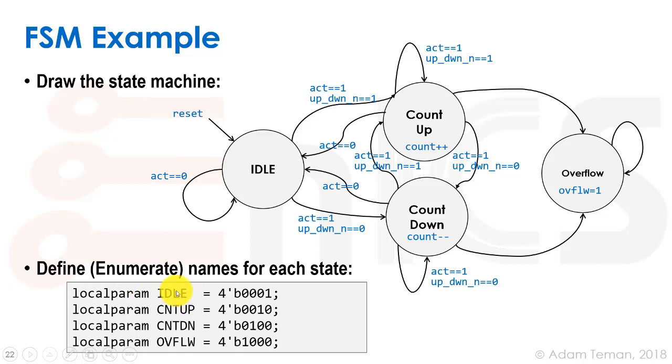We say this word idle is actually a state. And what we decided is an encoding called one-hot. There are different ways to encode state machines. We decided on the one-hot encoding, so for each state we need a bit, and we called idle 0001, count up 0010, etc. Okay, so we'll be using these words in our code. It makes it much more readable.